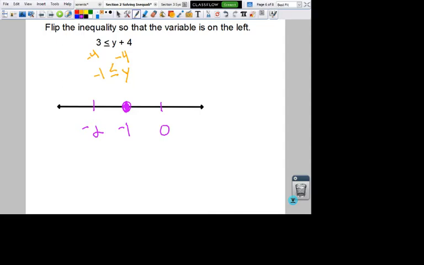Why did you fill it in? Because of the or equal to line right here. See this extra line? We fill it in when we have the extra line. If it's or equal to, we fill it in. Yep.